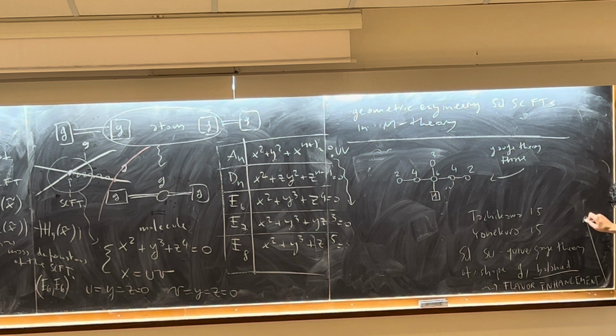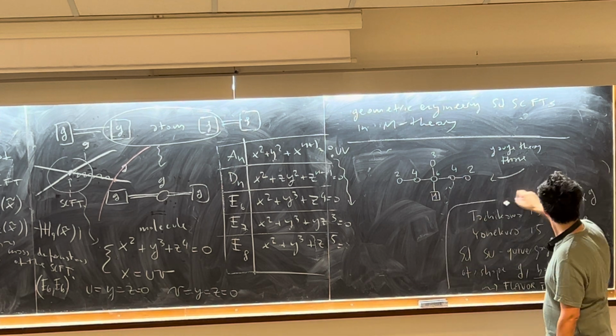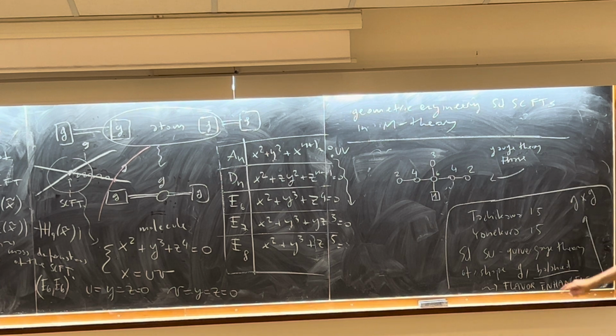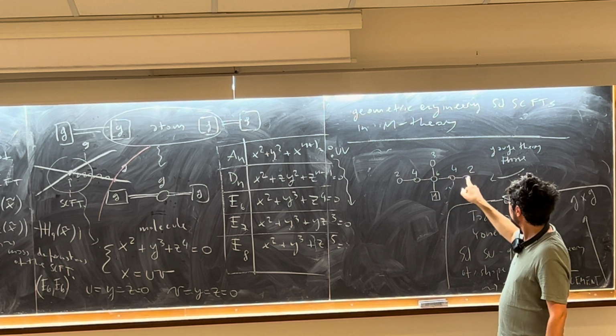There is a flavor enhancement precisely to a flavor symmetry that is at least G times G. No? So this is the case in our case. This is an E6 quiver.